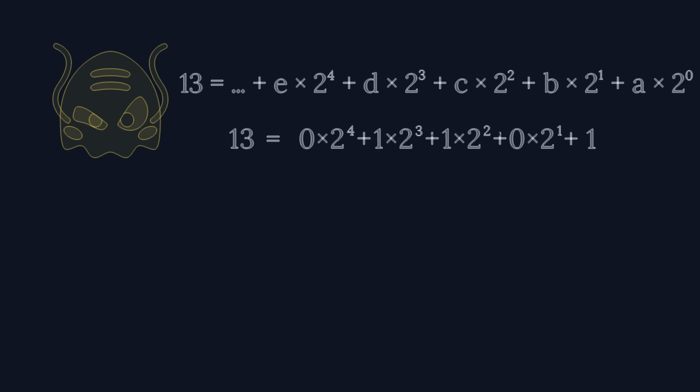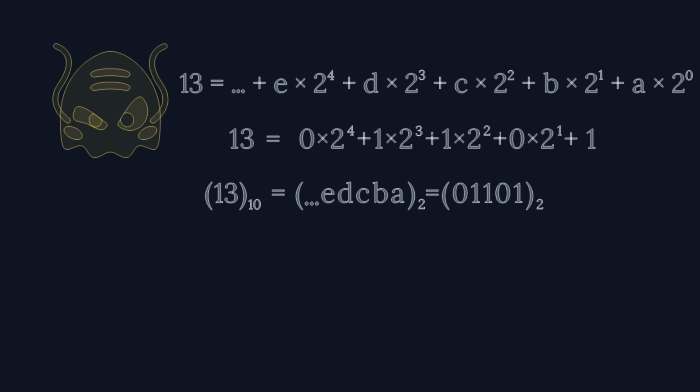By comparing the two equations, he immediately gets the values of a, b, c, d, and e, while every remaining variable to the left is simply 0. And just like that, he has found the binary form of 13. And yeah, 13 has been converted to binary without ever thinking about division or remainders.